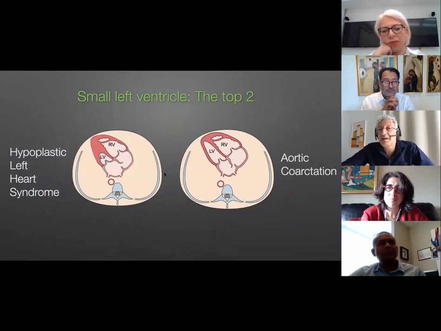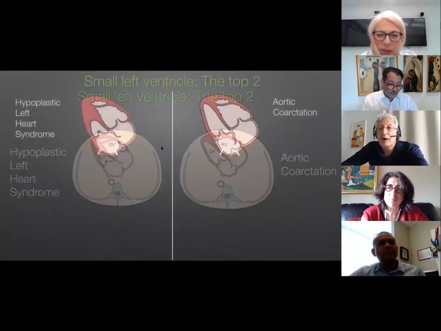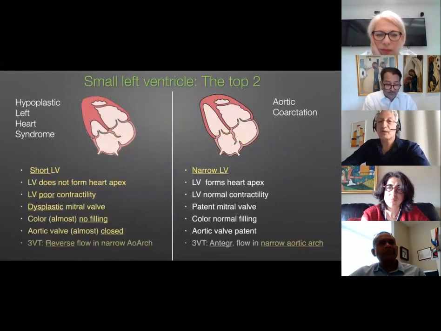And these are the top two. And you should, at the beginning, just know the difference and the common features between these two. So I will show you the list, and this is what you should know. The hypoplastic left heart syndrome has a short left ventricle, but the coarctation has a narrow ventricle. And you see all things in yellow are abnormal because the hypoplastic left heart syndrome is very severe.